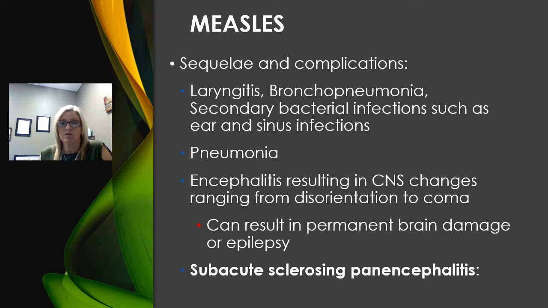10% can progress to pneumonia or encephalitis, okay? 1 in 1,000 of those develop subacute sclerosing panencephalitis, okay? And that's a progressive neurological degeneration of your cerebral cortex, which is the white matter of your brainstem, and in your brain, not just your brainstem, but in your brainstem as well.